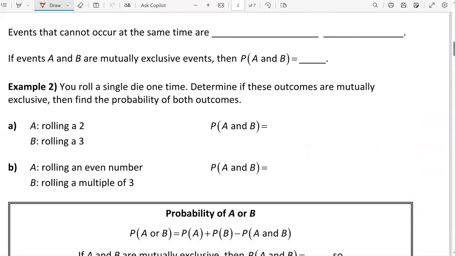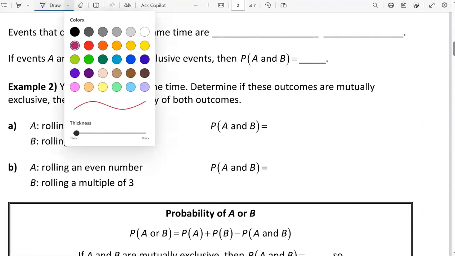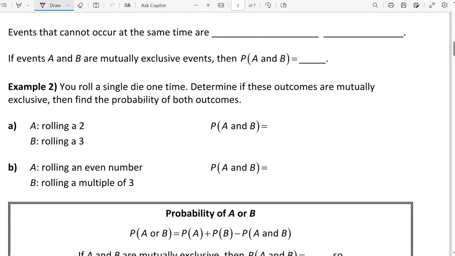All right, another vocabulary word for you. Events that cannot occur at the same time are called mutually exclusive.